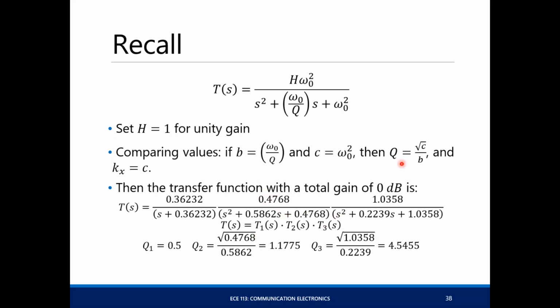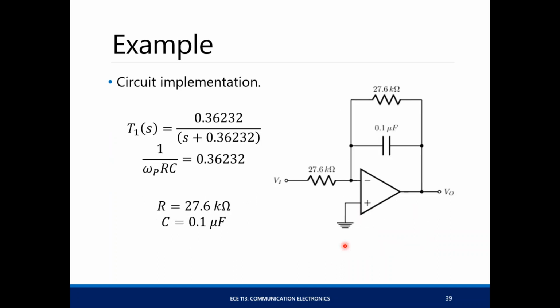So the Q is equal to the square root of this divided by this. It's equal to this. And finally, this has a Q factor of this. So to implement the circuit, the omega naught is equal to this, 0.36232. Okay? And with a passband frequency of 1000, omega p is 1000, you can solve for R and C. You get this circuit for your first order filter.